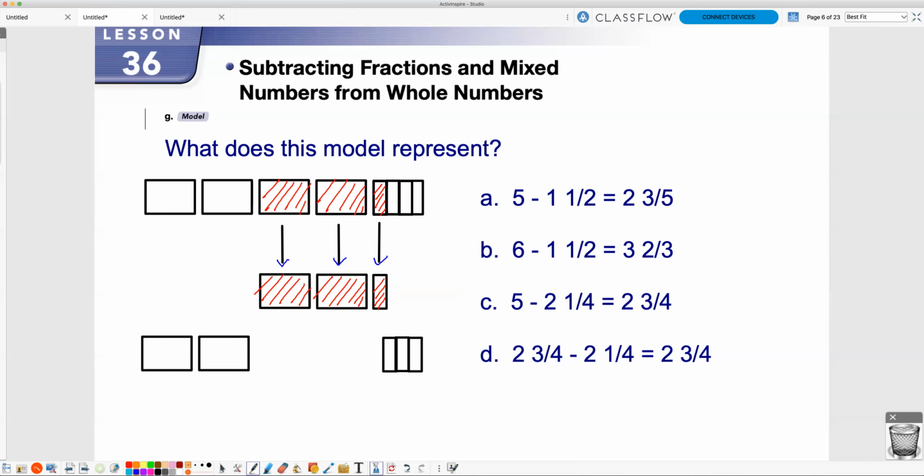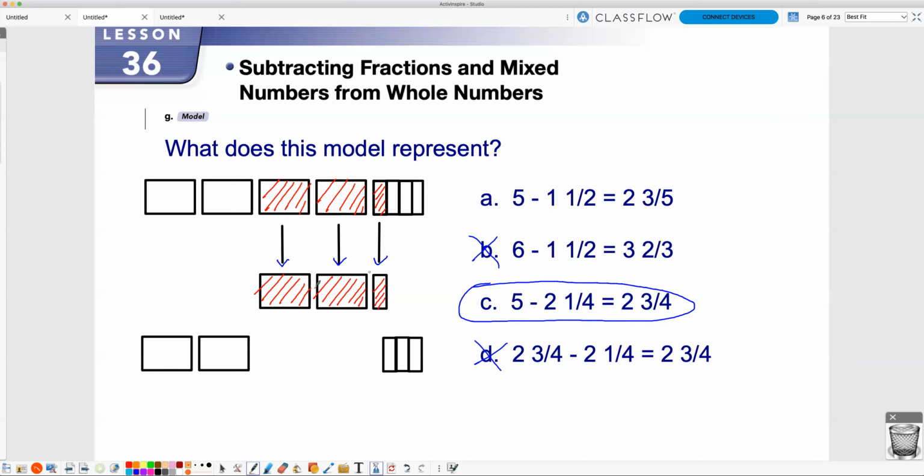All right, if you chose, let's see, 1, 2, 3, 4, 5 holes, so it can't be this one and it can't be this one because it's not 5 holes to start off with. And here's 2 parts with 1/4 of this last piece subtracted from that, and I see there's 1, 2 holes there and 3/4. If you chose letter C, you were correct.